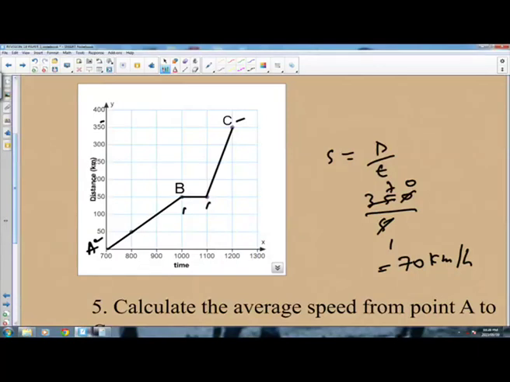So what will be the distance? At B we have 50 kilometers, but then at C it is 350. So the distance between B and C will be the total distance, which is 350, minus the distance up to point B, which is 50. And this will be 350 minus 50. This is 300 kilometers. So the distance from point B to point C is 300 kilometers.